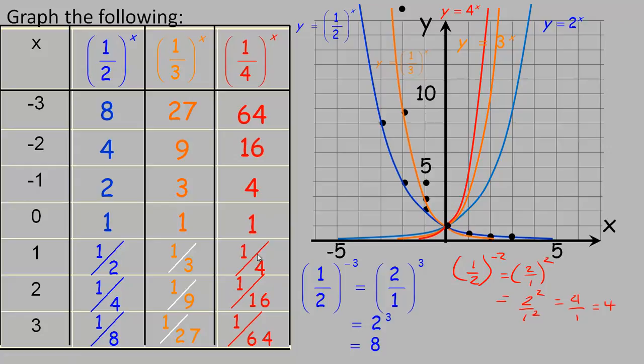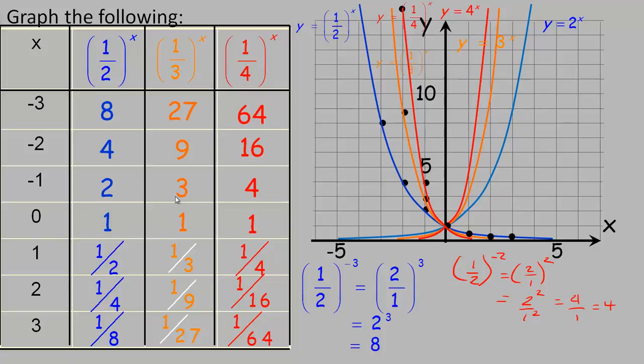then 1, 1/4 is about right there. And then 2, 1/16 is about right there. And 3, 1/64 is about right there. So we join them together. And that's the 1/4 to the x graph. And notice that again, it's the reflection in the y-axis of the 4 to the x graph that we graphed on the previous page. So that's how you can draw exponential functions.